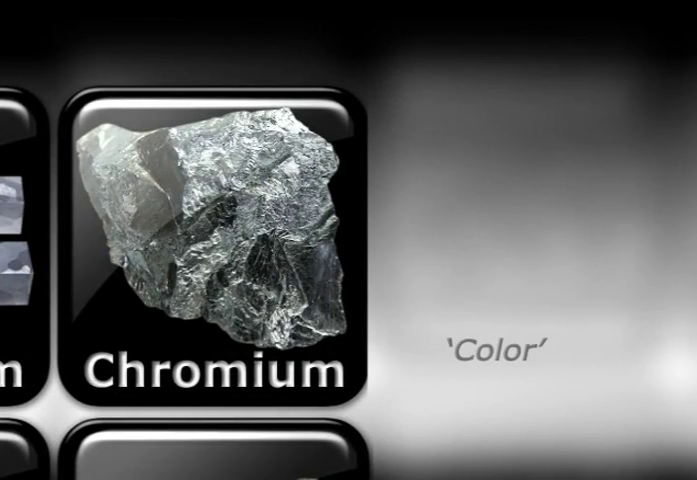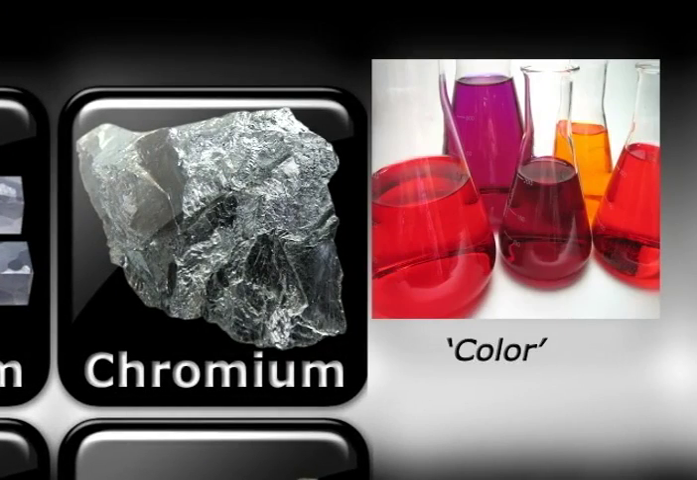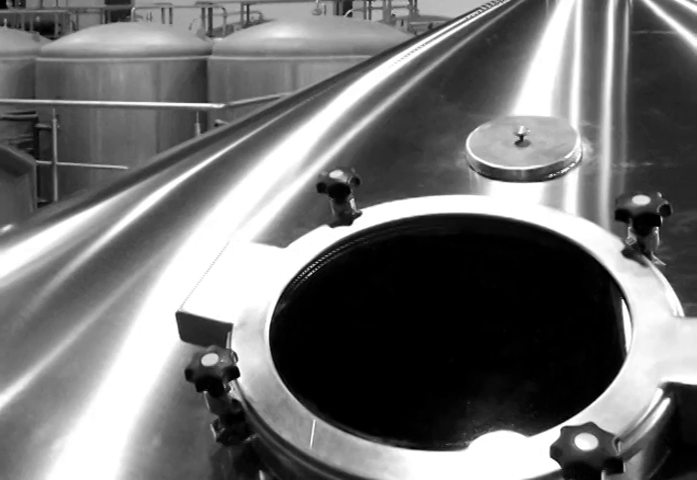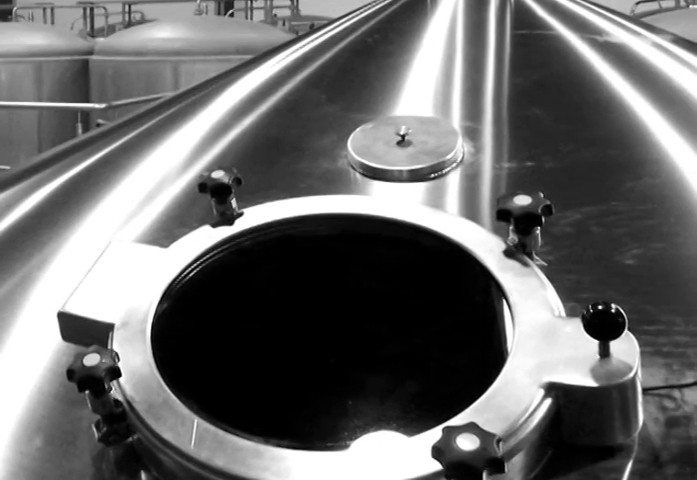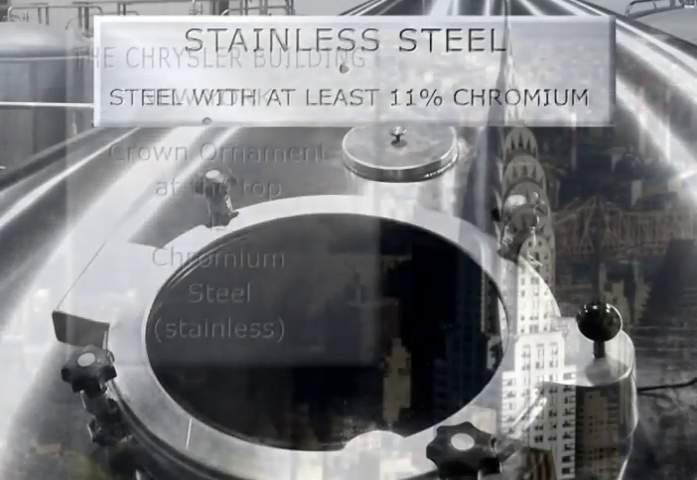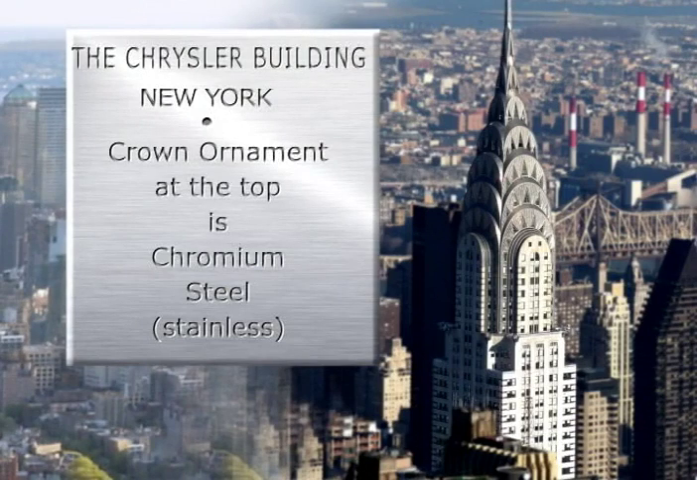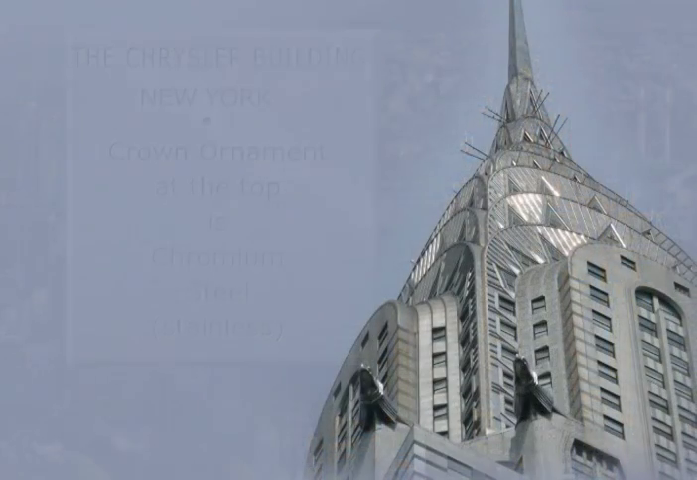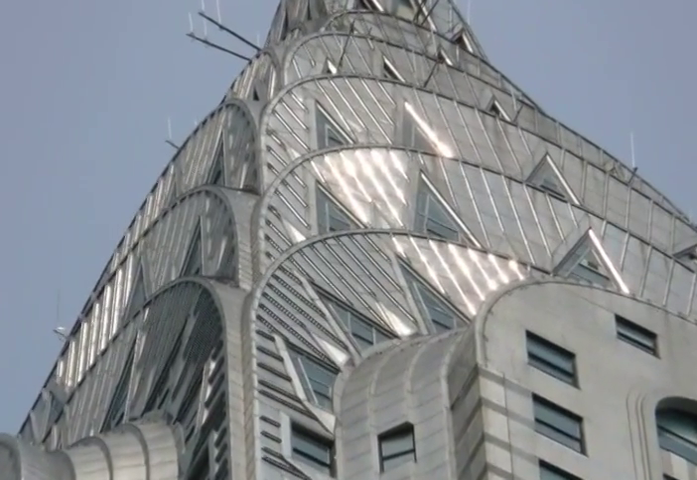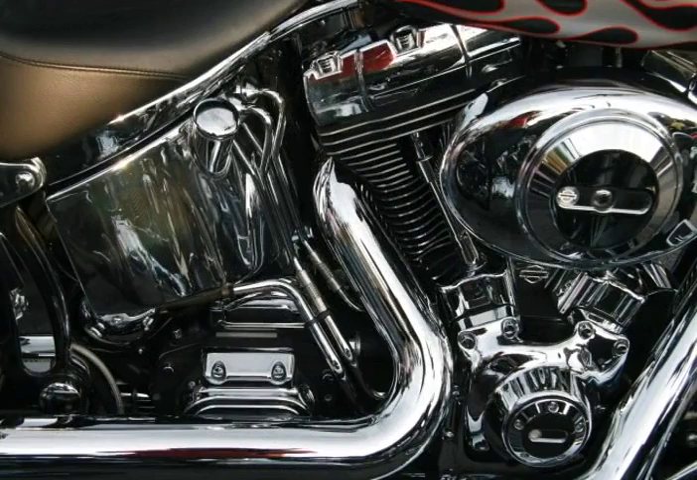Chromium, from the Greek word meaning color, because chromium compounds are intensely colored, like these chromium solutions. Chromium is added to steel to make corrosion-resistant stainless steel. Chrome plating makes metal very shiny.